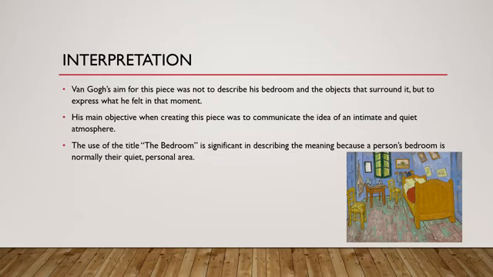According to the Art Post blog, Van Gogh's aim for this piece was not to describe his bedroom and the objects around it, but actually to express what he felt in that moment. Van Gogh's main objective when creating this piece was to communicate an intimate and quiet atmosphere. The title, The Bedroom, is significant in describing the meaning because a bedroom is normally looked at as a quiet, personal area for a person to go.